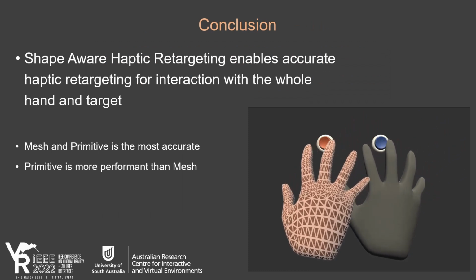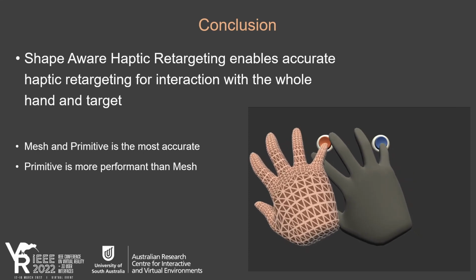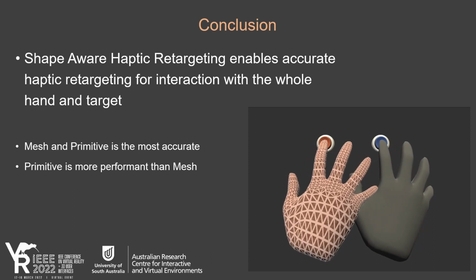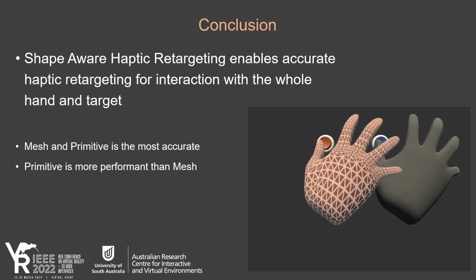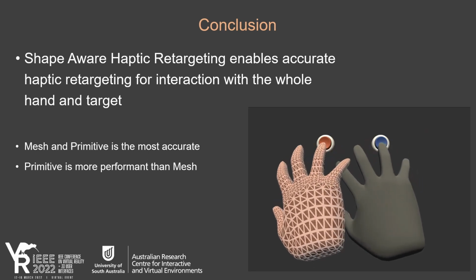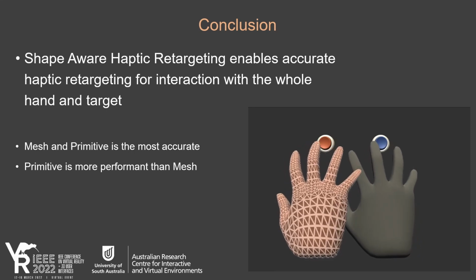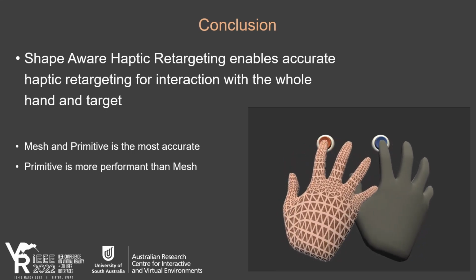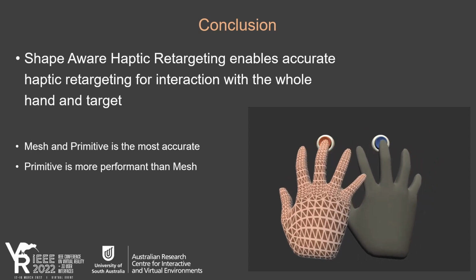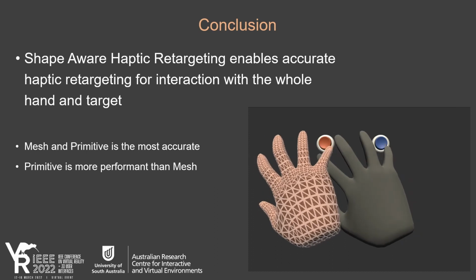In conclusion, we developed Shape Aware Haptic Retargeting, an extension to existing haptic retargeting methods that enables interaction between all parts of the user's hand and the target. Simulated evaluations showed the mesh and primitive representations both provide accurate interaction with the entire hand and the entire target. Primitive is more performant, however it is less accurate to the true shape of the target and hand. And multi-position may have uses for remapped physical virtual interfaces to enable interaction with any finger on a smaller target.